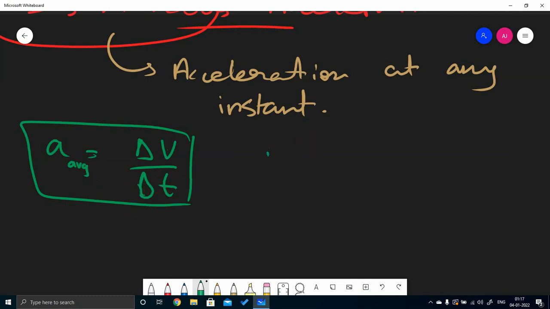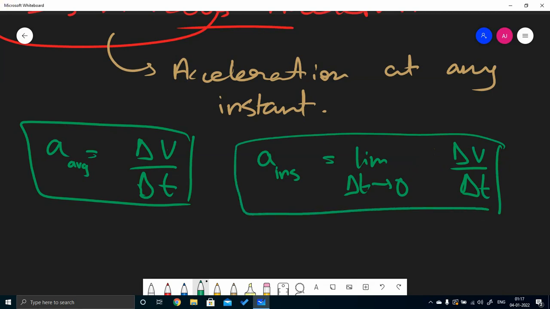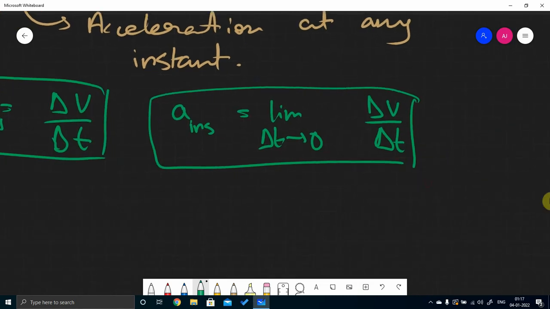Now when we talk about instantaneous, if I write a instantaneous, can you guess what this is? I'm pretty sure you guys already did. It is the limit delta t tending to 0 of delta v by delta t. So this is what we have. Another way to represent this, in the differential form, is dv by dt.